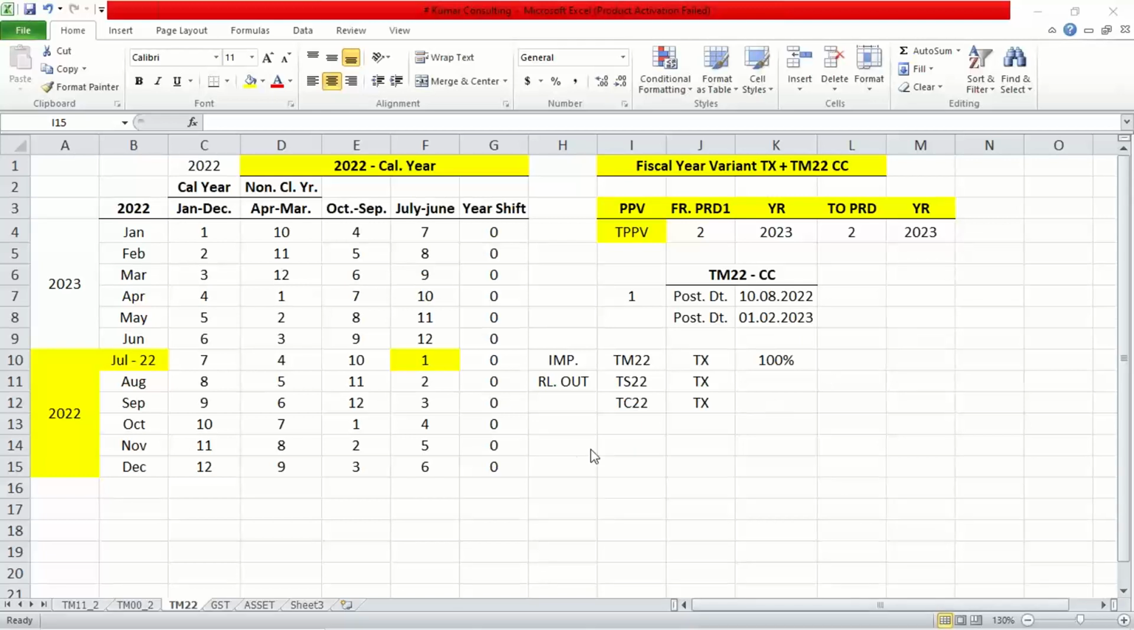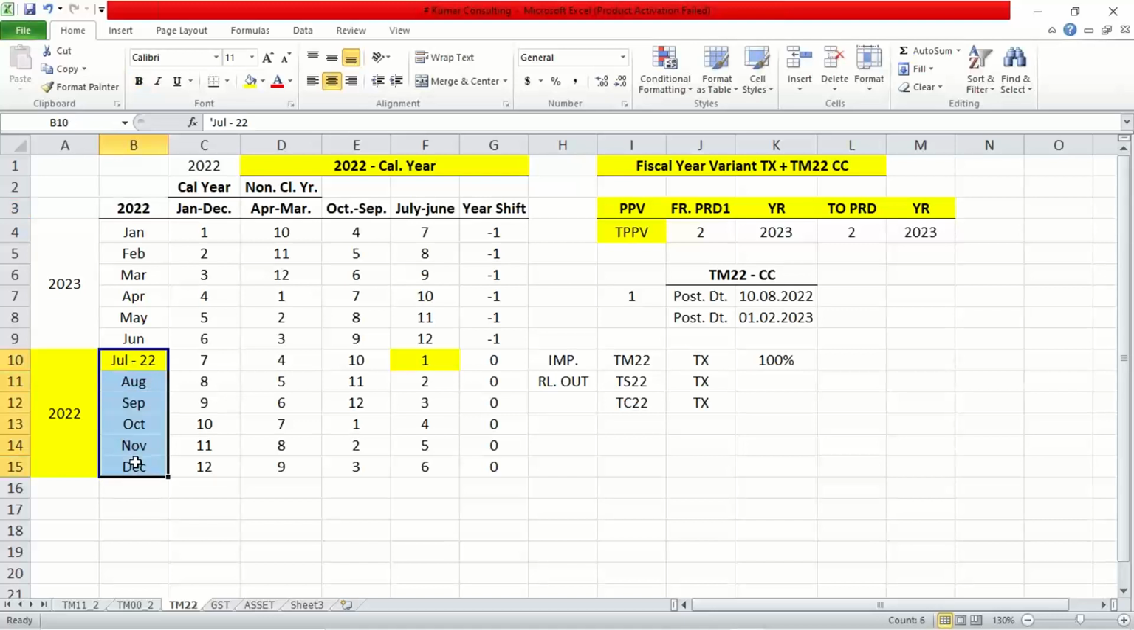July to December, and January to June, plus minus 1. Yes, now it is fine, at least. So here it is going to be minus 1. Why? Because July onwards the year is 22. So the calendar year is 22 itself.